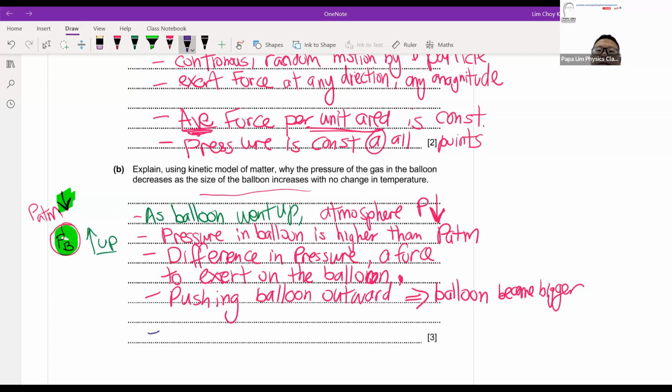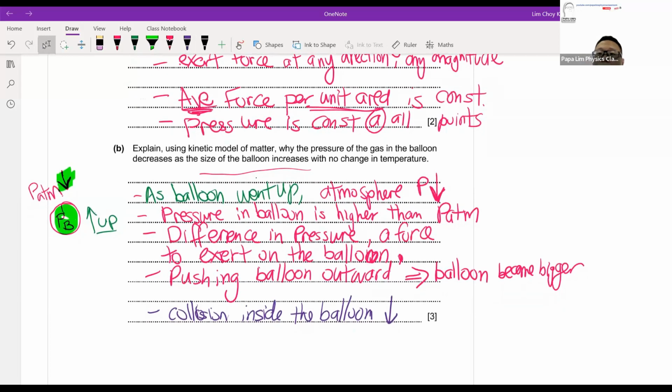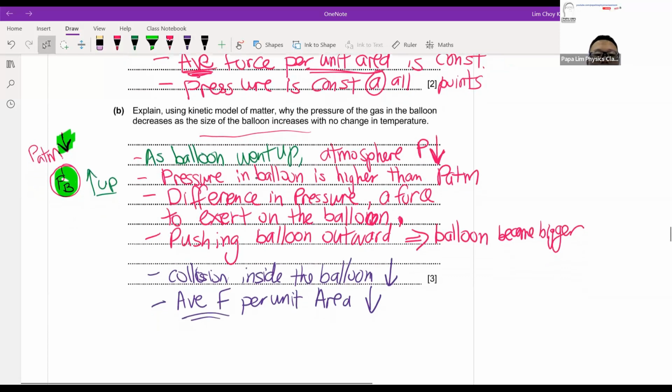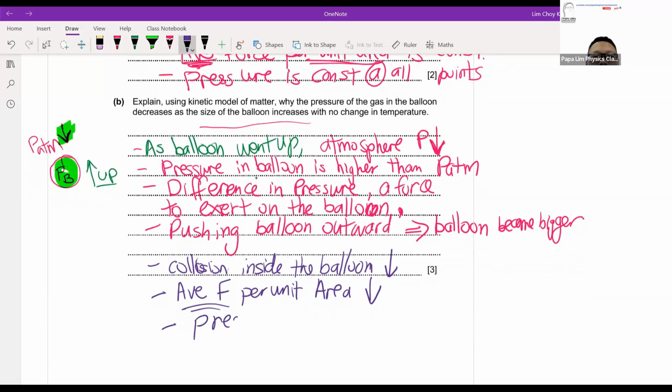The collisions become less and less often, so the frequency of collision decreases. The balloon is getting bigger and the speed doesn't change. The speed is still the same, the space is bigger, so the molecules collide with the wall and with each other at a much lesser frequency. And what happened? The average force exerted per unit area decreases. Since we are talking about average force per unit area, this leads us to the pressure inside the balloon decreasing.